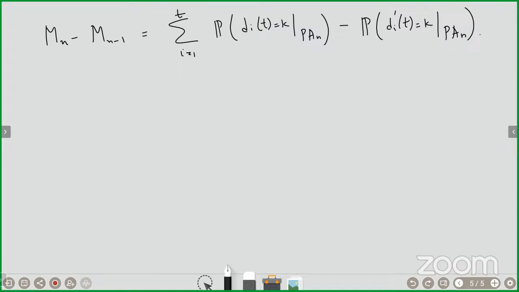See, DIT is for a fixed vertex at time t. It's not over time. So the summation is not over time. Okay.